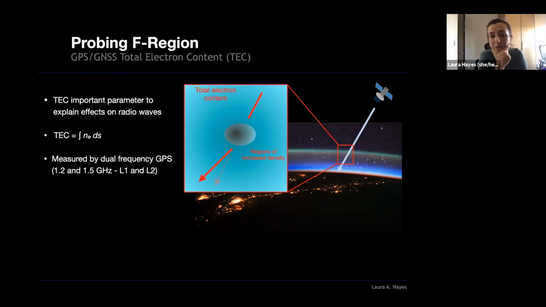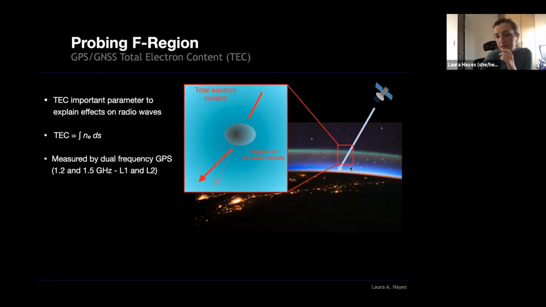It's an important parameter because it will tell you essentially how much a radio wave is going to be refracted. And we can measure the total electron content by using the network of GPS, or the global GNSS satellite network. This can be done by measuring dual frequency GPS signals, so if we look at the L1 and the L2 bands, that's around 1.2 and 1.5 gigahertz. The electron density is going to change the phase delays between different frequencies. So if you look at the phase delays between these two signals, you can make an estimate of this total electron content.